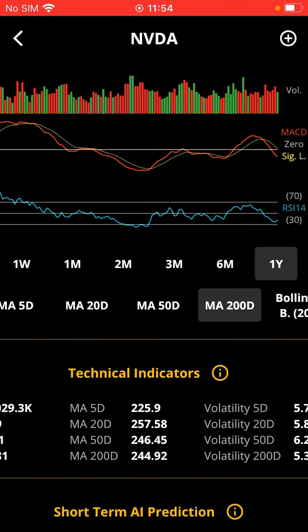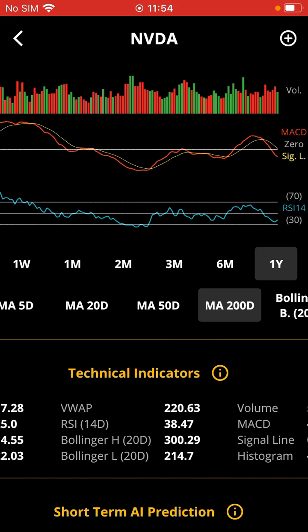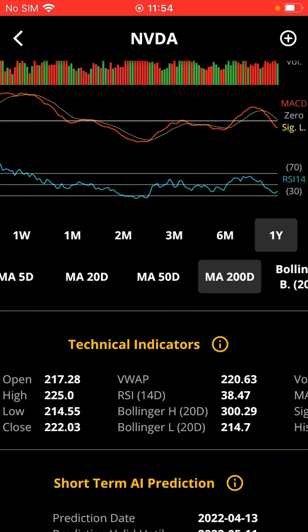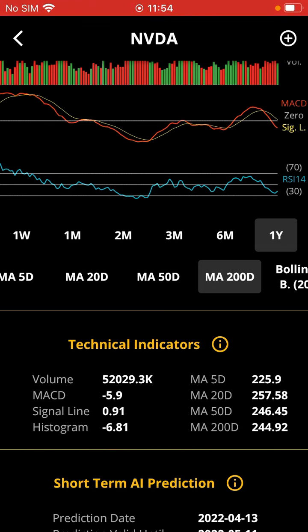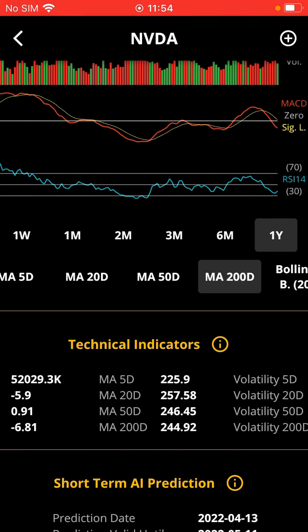If you have a look at the technical indicators to get the real numbers for different indicators, what we can see for RSI 14 days is that it is right now 38.47, which is fairly low for a stock like Nvidia. If we have a look at the MACD value, which is minus 5.9 right now, and the histogram is minus 6.81 with regards to the signal line value, which is 0.91. So the difference between MACD and signal line is quite huge, giving us a negative histogram value, which is not perceived to be a good thing actually in the stock markets.